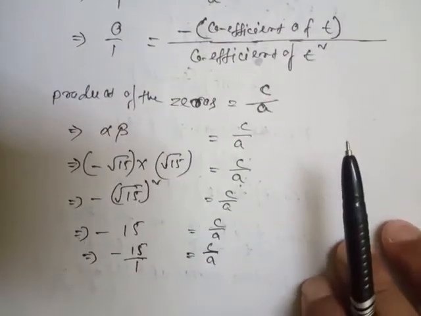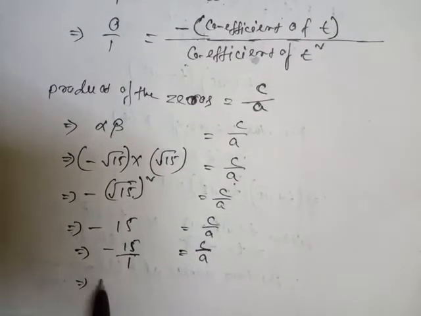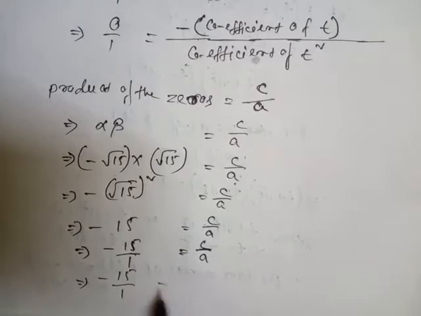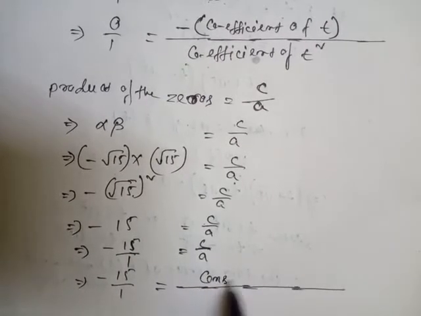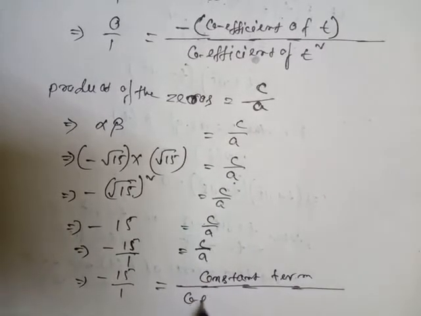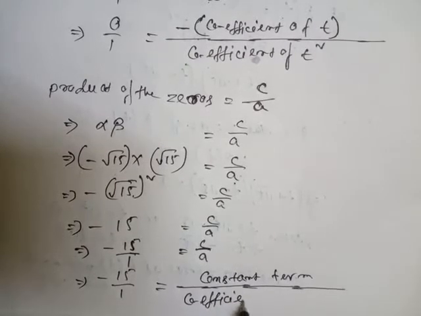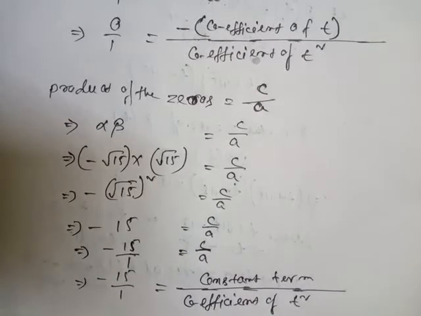So in the last line we can use the one formula, or you can say the sentence here, that c means the constant term, so we write here the constant term by, here a means the coefficient of t square. This is the answer of question number 1 Roman 5.